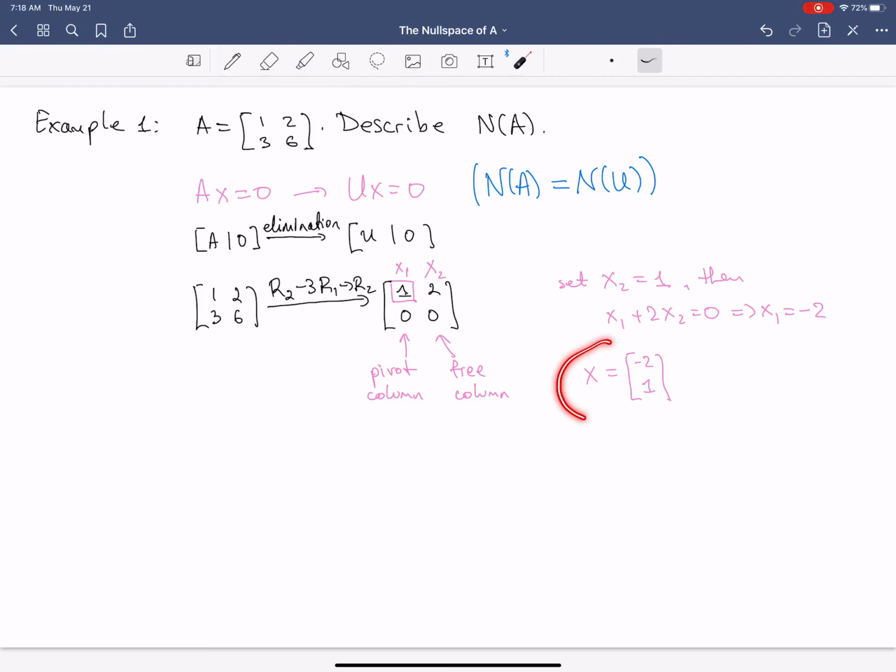Now, we are not done. This vector x is just one special solution to the equation AX equals 0. Why is it special? Because we set the variable that corresponds to the free column to equal 1. So this is just one special solution.